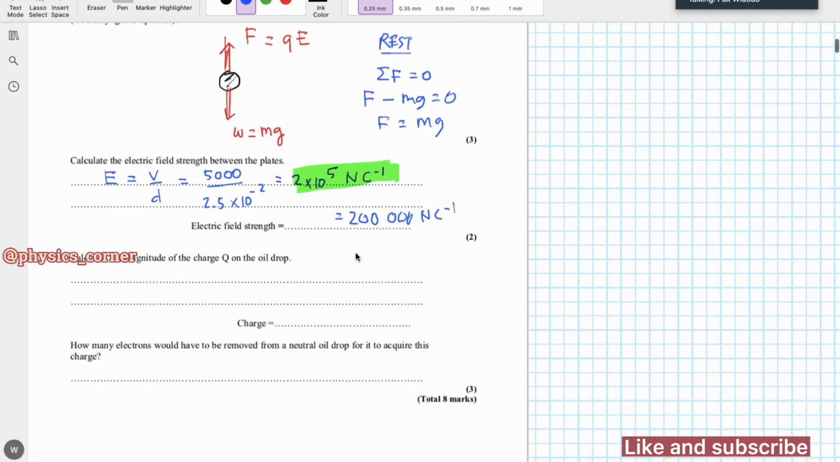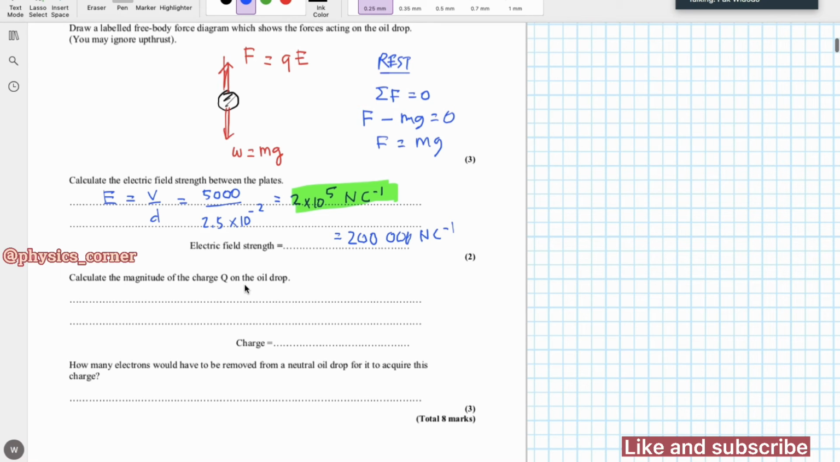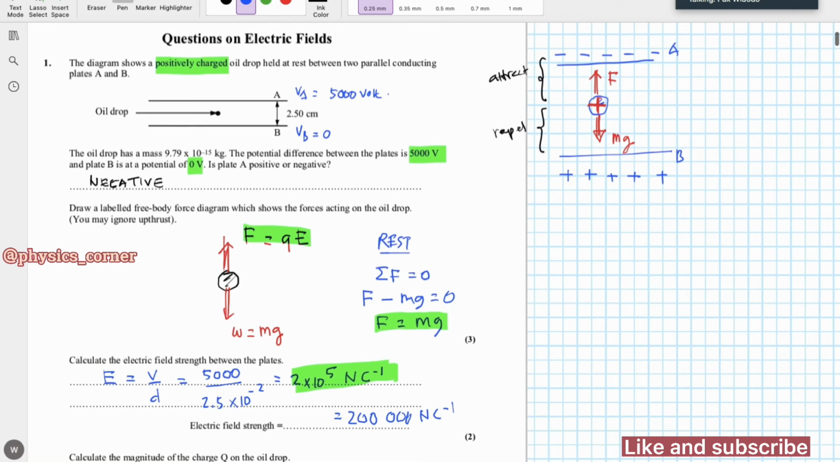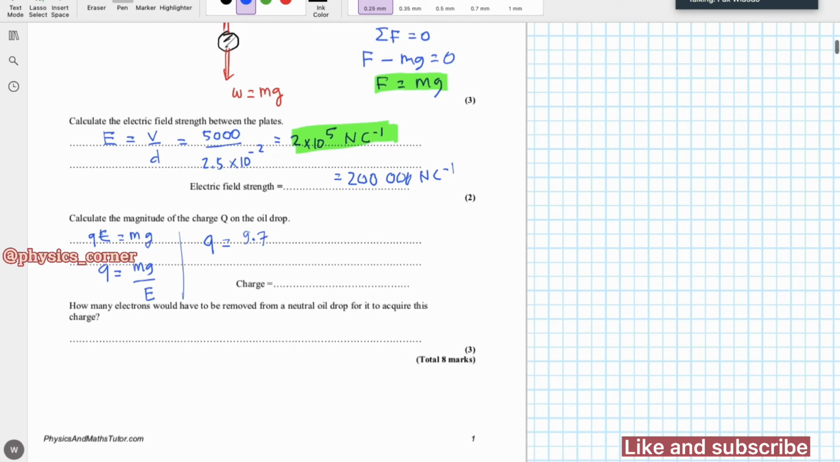Okay, this one. Calculate the magnitude of charge Q on the oil drop. Since we know F equals mg, and F equals QE, we can say QE equals m times g. So when we find Q, Q equals mg divided by E. Q equals, the mass of the oil drop is 9.79 times 10 to the power minus 15, and gravitational acceleration we use 9.81, let's say.